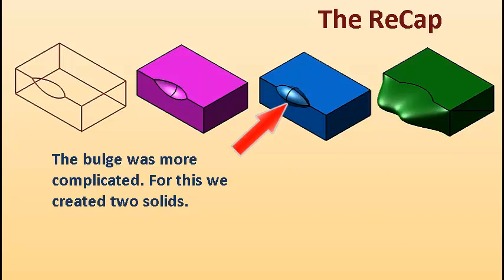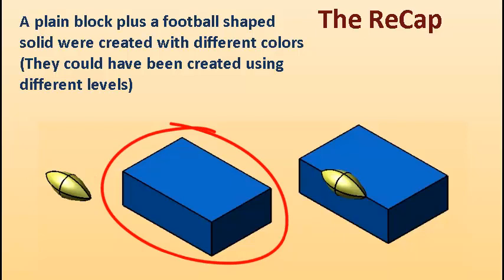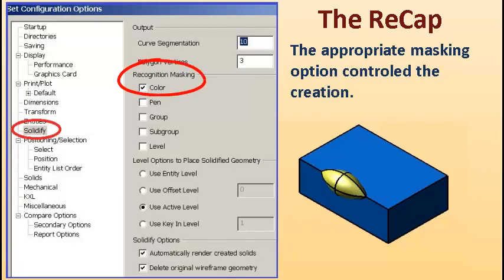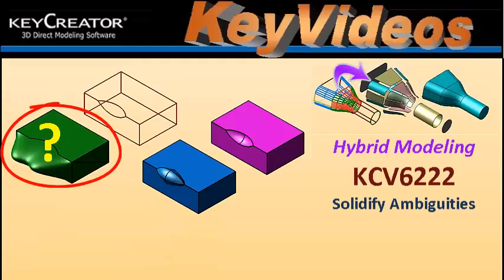The bulge is more complicated. For this, we created two solids in two different colors. The plain block plus a football-shaped solid were created. We could also have made them on different levels. The appropriate masking option controlled the creation. We used color because we had colors in this point. We then used the Boolean union function to merge them into one solid. In this way, you can create more complicated objects using the solidify function.